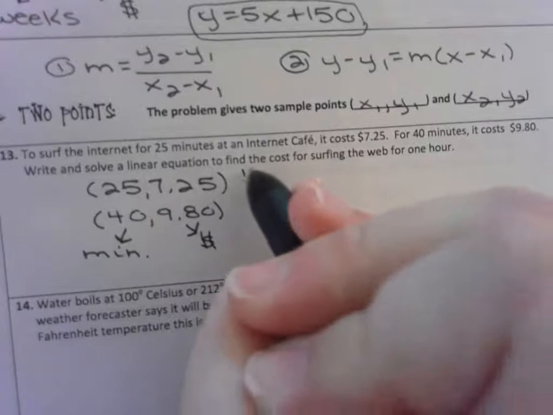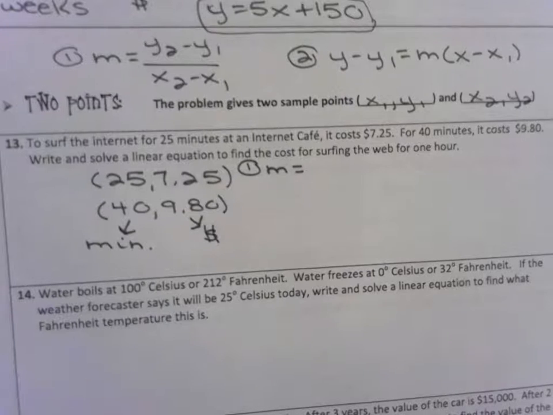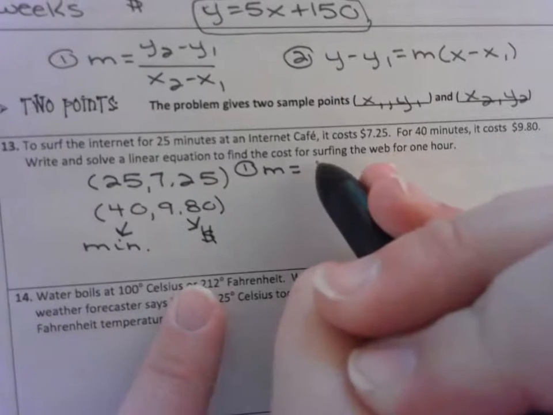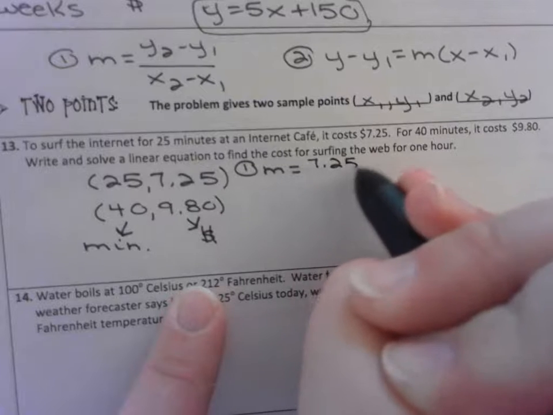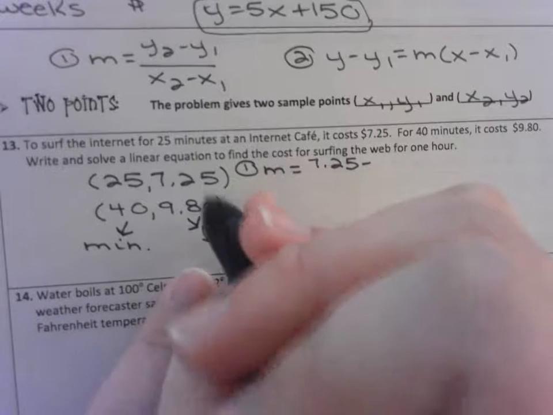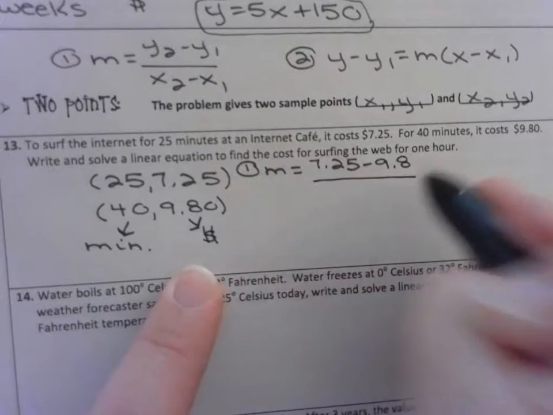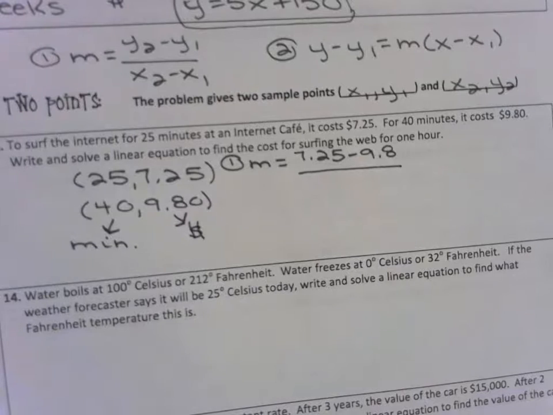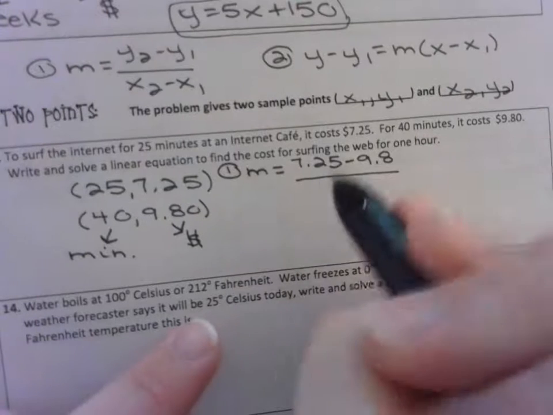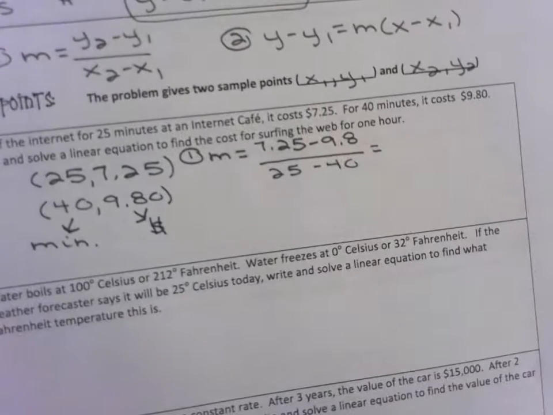To find the slope, m equals, okay, you're going to have decimals, it's fine, use a calculator. Y2, what's Y2? 7.25. Okay, we can do 7.25 minus 9.8. So you're subtracting your y's on top, and the order doesn't matter, but you have to keep your order consistent. So if I start with 7.25, I need to start with 25 minus 40. The order does not matter as long as you keep the top and bottom starting with the same one. Okay, like I said, it's decimals.